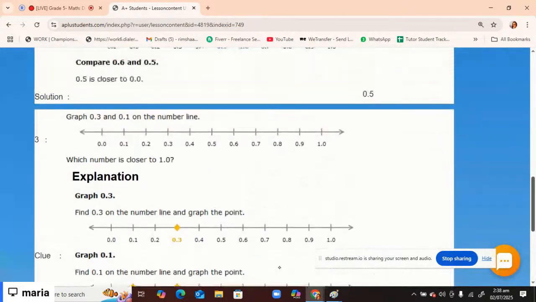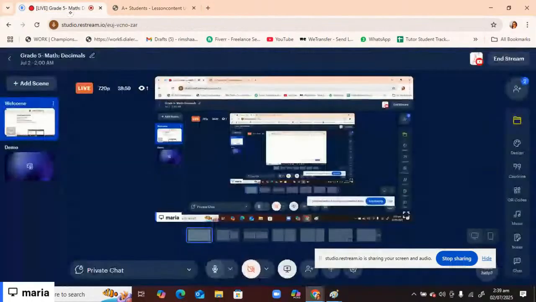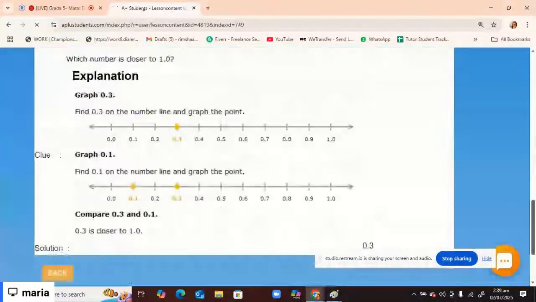Sometimes they are saying which one is less. So first of all we write down these two points and then we check in the end which one is greater and which is lesser. All right, now let's do some questions. Just draw it here.